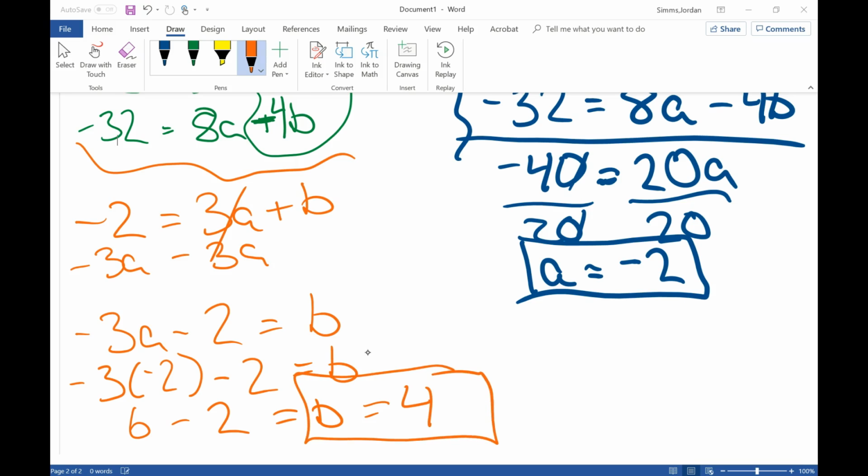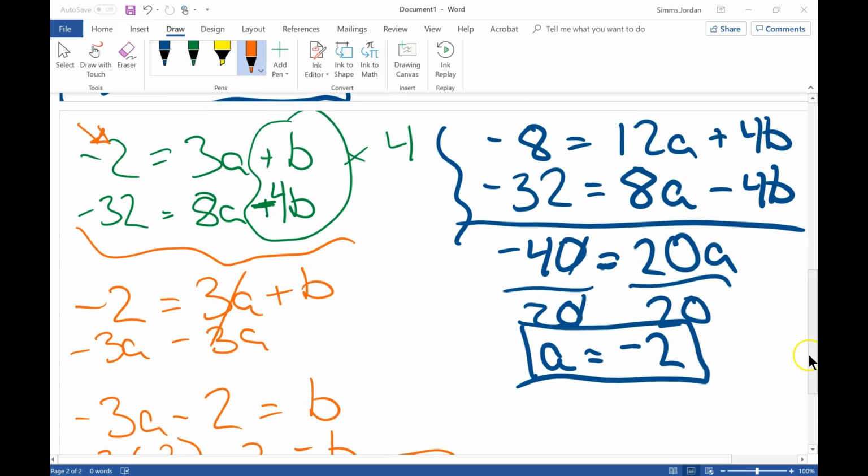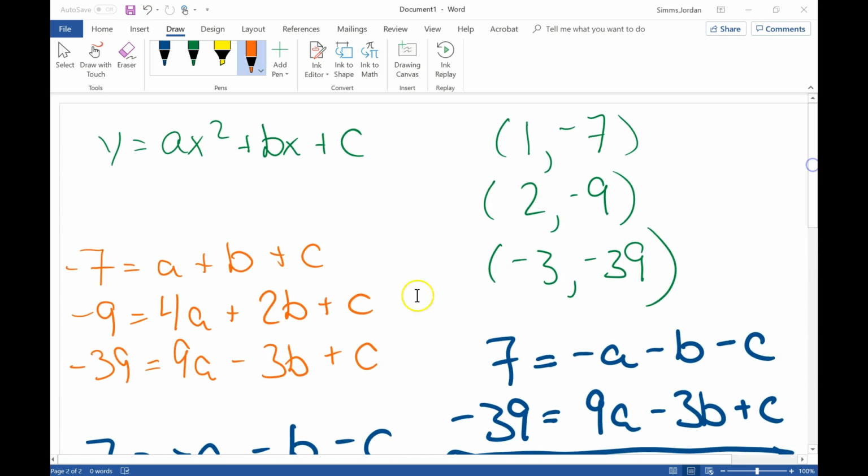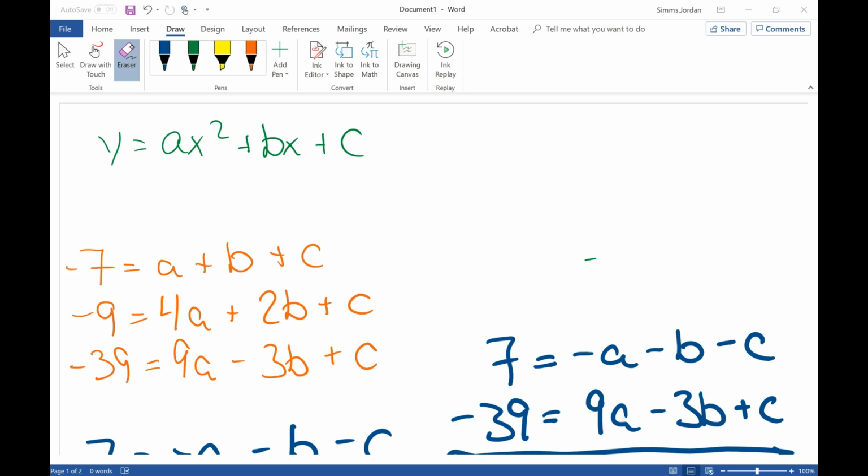So I know what a is, I know what b is, and now we can go right back up to the top of this thing, and I can just pick one of these starting equations. It doesn't really matter which one. I'm going to do the top one just because it looks nice and easy, and then we'll blast it in from there. Let me make some more room too, because I'm quickly running out of space here. Okay. So we're going to find c.